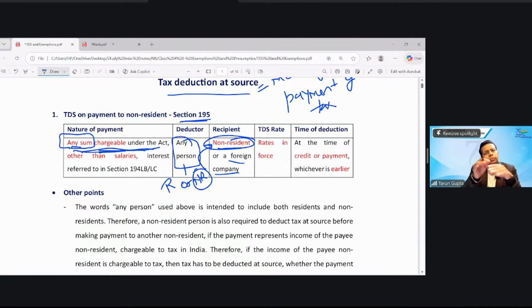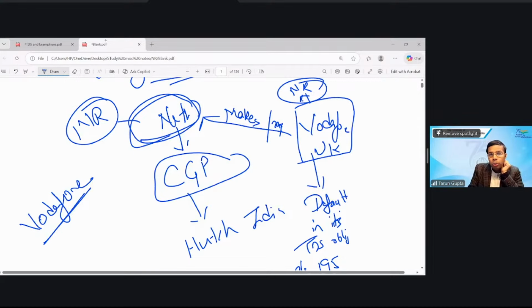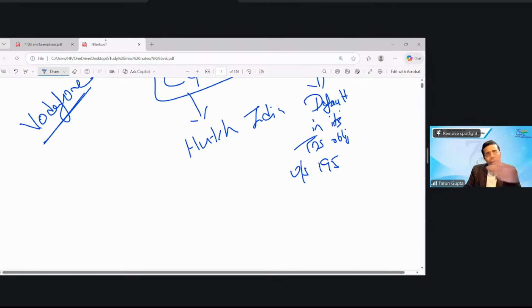Because in case of non-resident, the TDS obligation is dependent upon the taxability. You're with me? If the sum is taxable in India, then the payer is required to withhold tax, irrespective of the residential status of the payer. See, here the Vodafone UK is non-resident, no doubt. The Netherlands is non-resident, no doubt. So the issue was non-resident making a payment to non-resident, and he has been defaulted for not deducting tax in the section 195. So whether payer is resident or non-resident is irrelevant.